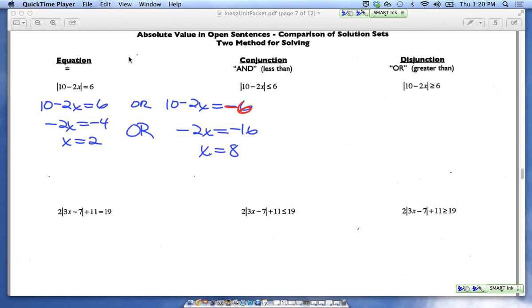So I now have a discrete solution set. It's not continuous, and discrete meaning it's countable. So my solution set in set notation would be the points 2 and 8.